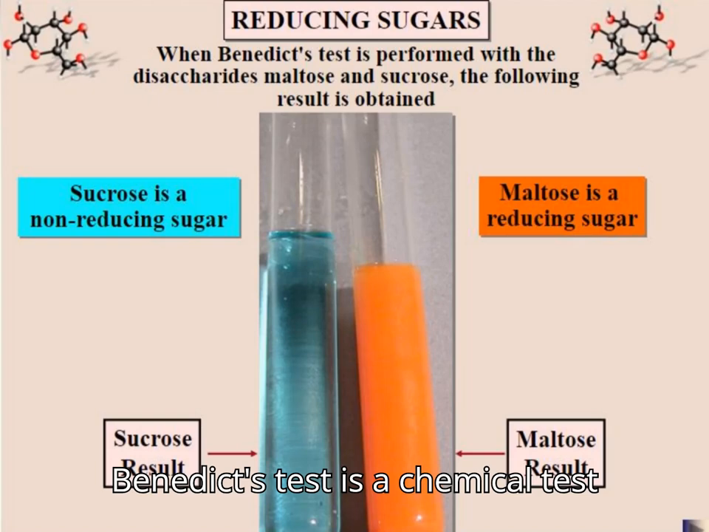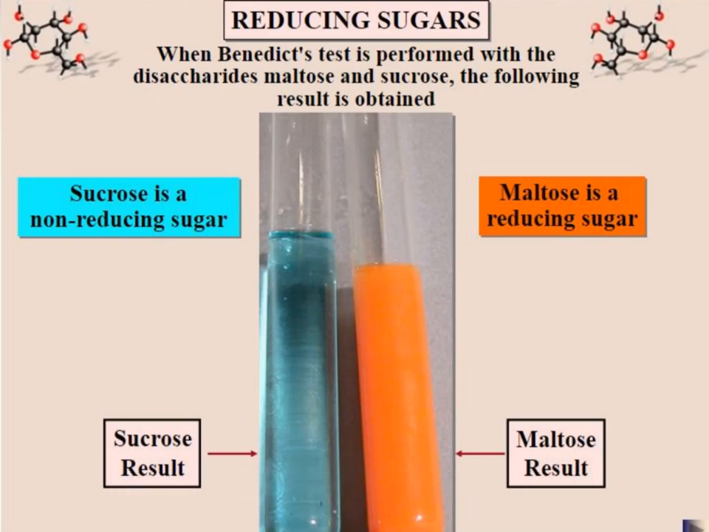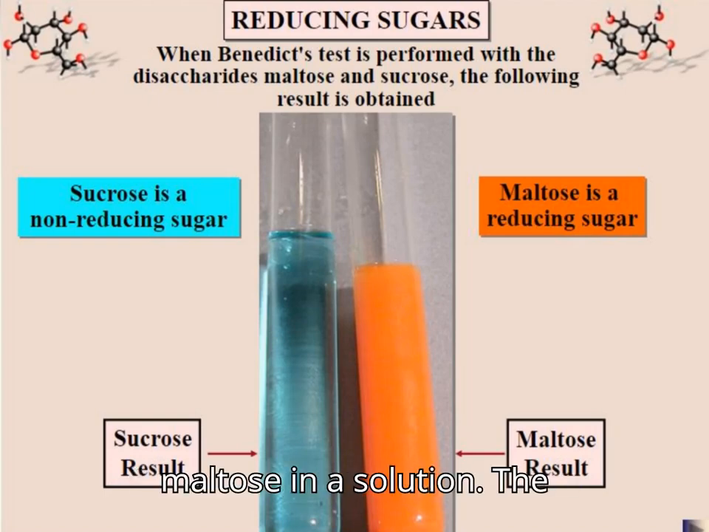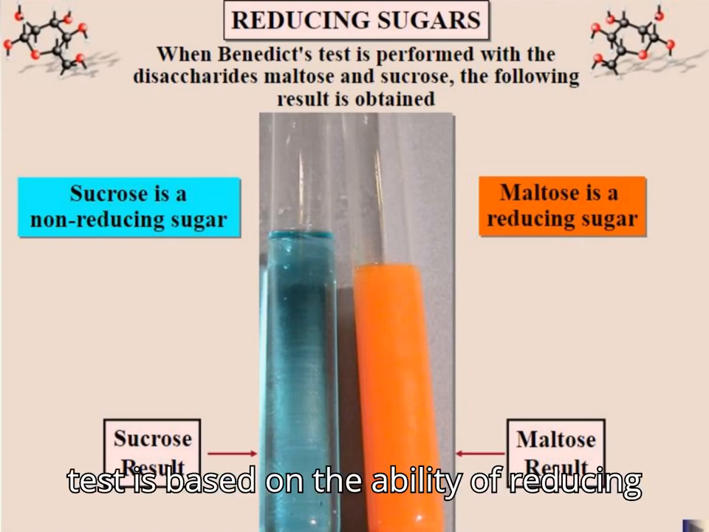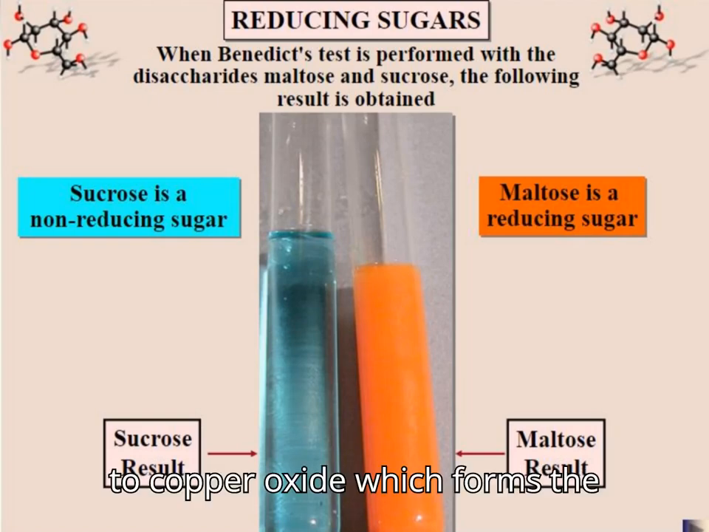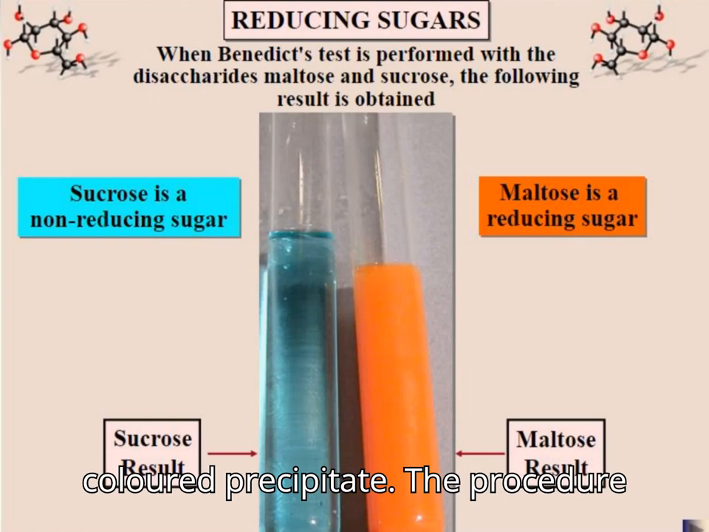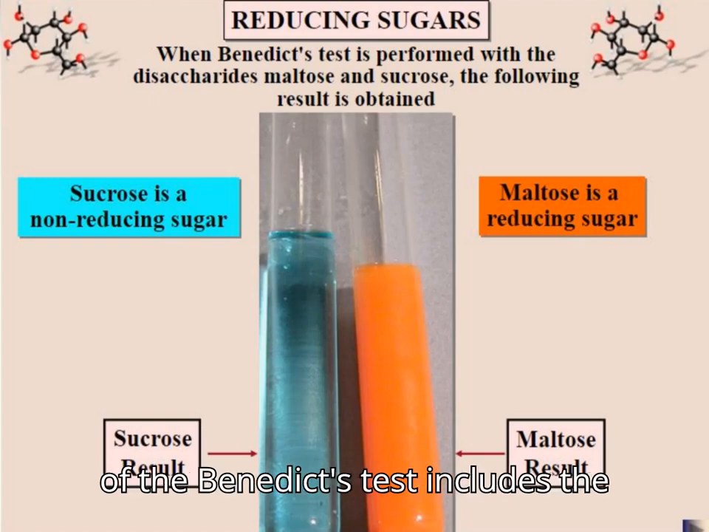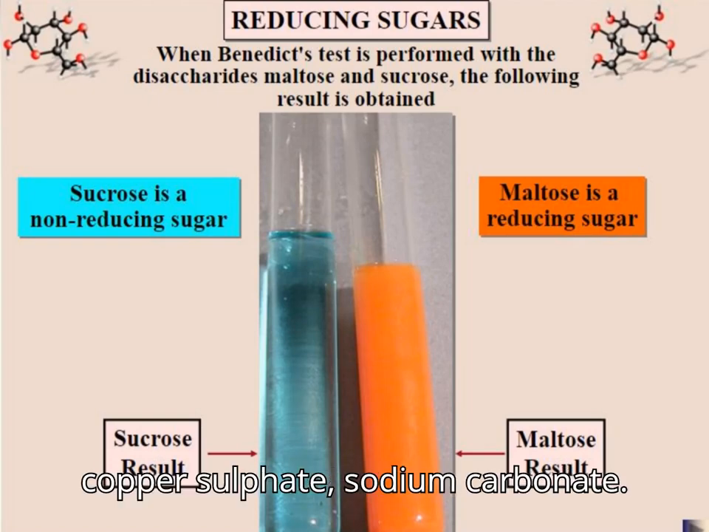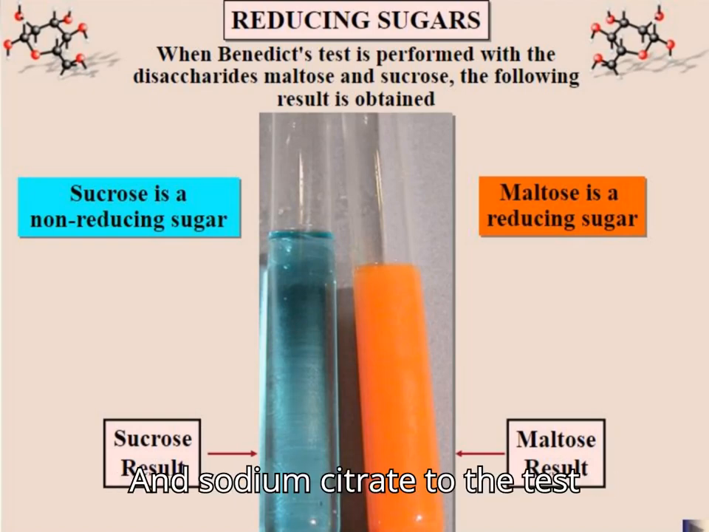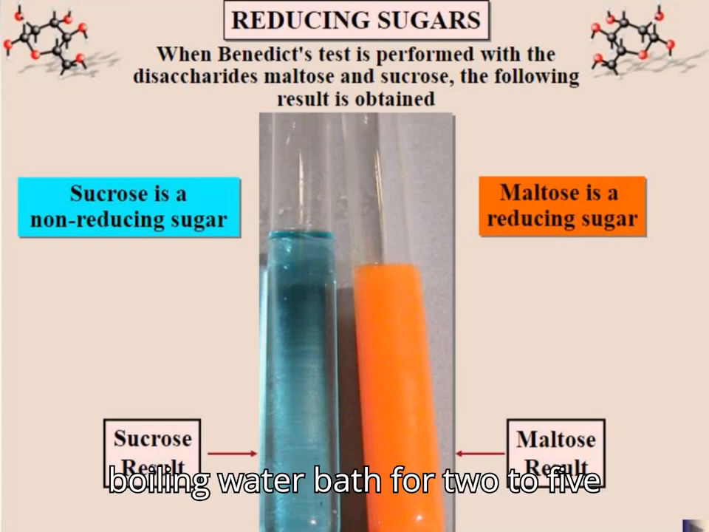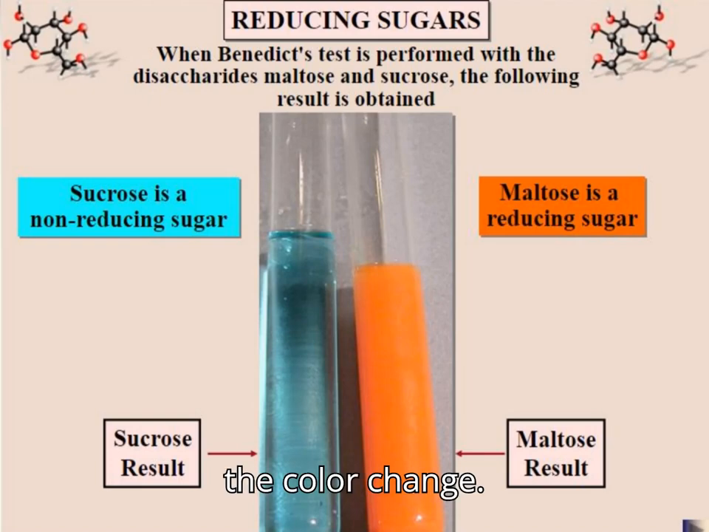Benedict's test is a chemical test used to detect the presence of reducing sugars such as glucose, fructose, lactose, and maltose in a solution. The test is based on the ability of reducing sugars to reduce copper sulfate to copper oxide, which forms a colored precipitate. The procedure of the Benedict test includes adding Benedict's reagent, which contains copper sulfate, sodium carbonate, and sodium citrate, to the test sample. Then heating the mixture in a boiling water bath for 2 to 5 minutes. Then observing the color change.